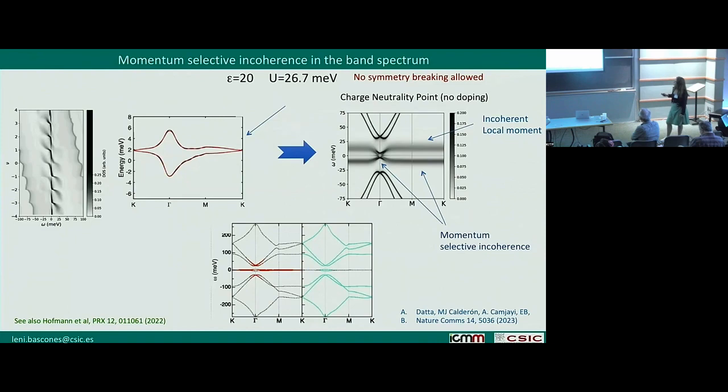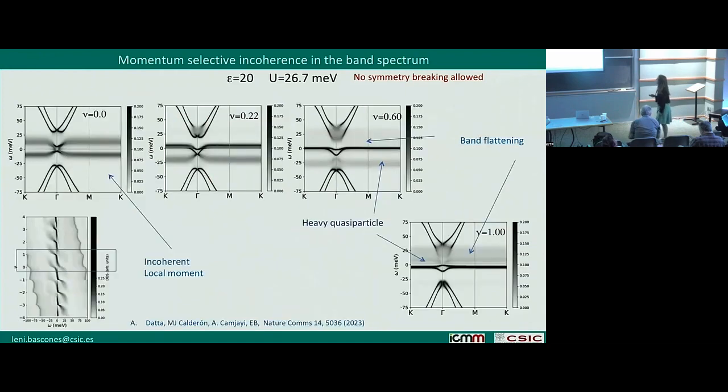Interestingly, you see that the way in which the reorganization happens is different at gamma, where we have these less correlated orbitals, and at the other part of the Brillouin zone. So what we would like to find in experiments, in ARPES or maybe with the QTM, is some momentum selective incoherence. Now you can see how the bands change when the system is doped. You see how the Hubbard bands are shifted, towards the formation of a kind of heavy quasi-particle that at this temperature is not completely formed.